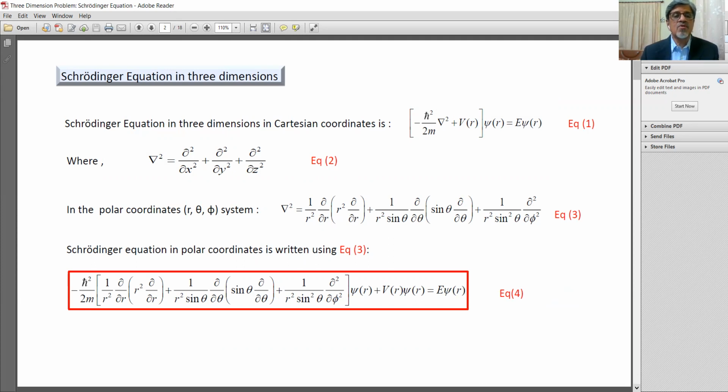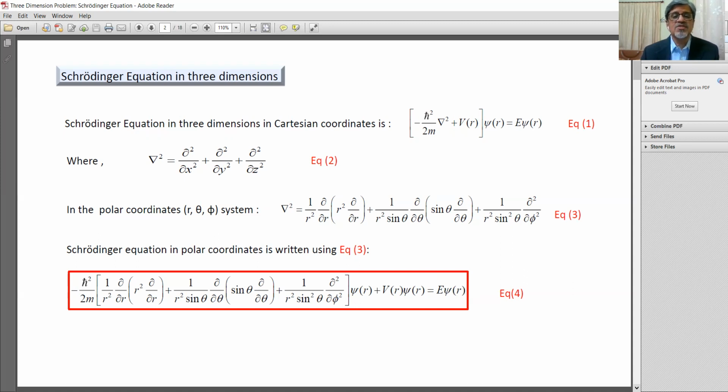But in the polar coordinate system, that is the r, theta, phi coordinate system, the operator del square is written in a complicated manner. And this is done in mathematical physics books. So we don't want to spend time on how the operator del square is obtained in the polar coordinate system. We write it in a ready-made manner, but we can refer to mathematics books or mathematical physics books for how the derivation is done.